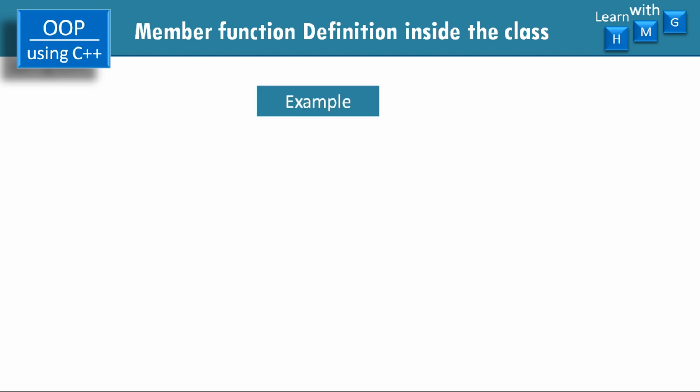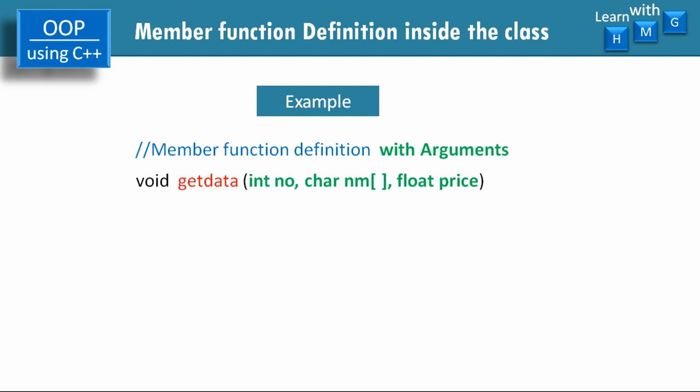Example. The same example which I gave for outside the class, that is the get data function. Here the return type is again void. The member function name appears directly. There is no class name and scope resolution operator whenever you are defining a member function inside the class. The three arguments are again as they are: int no, char nm, float price. These three arguments are used to initialize three data members of the class. So this is the argument list. The get data function is accepting three arguments, or the three arguments are passed to the get data function.